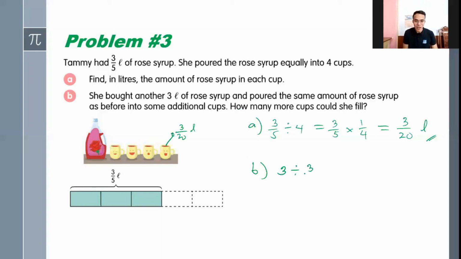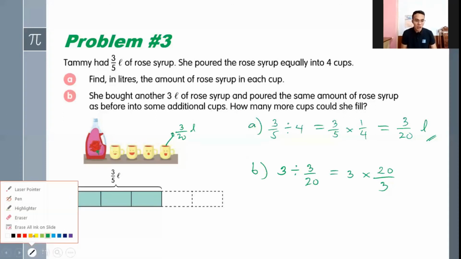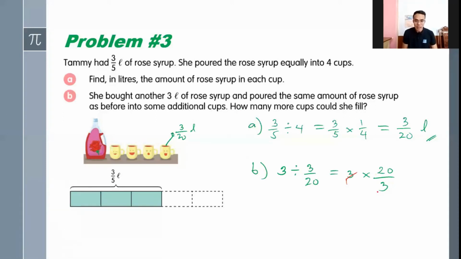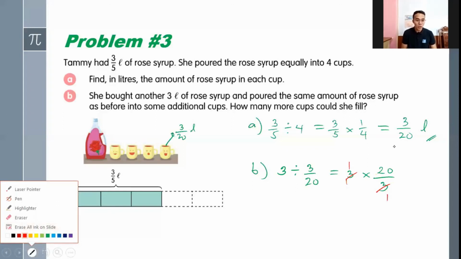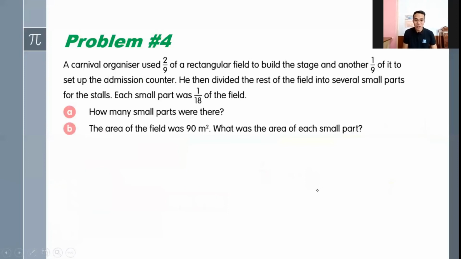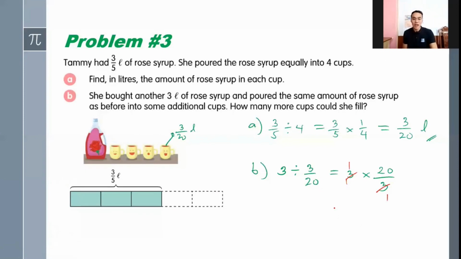3 liters divided by 3/20 is equal to 3 times 20/3. Then we can cancel out 3. We can cancel out 3, 3, and 3. This is 1. This is also 1. So what's left is 20 times 1, which is just 20/1, and 20/1 is still 20. We have here 20, and the correct unit is more cups. Final answer.